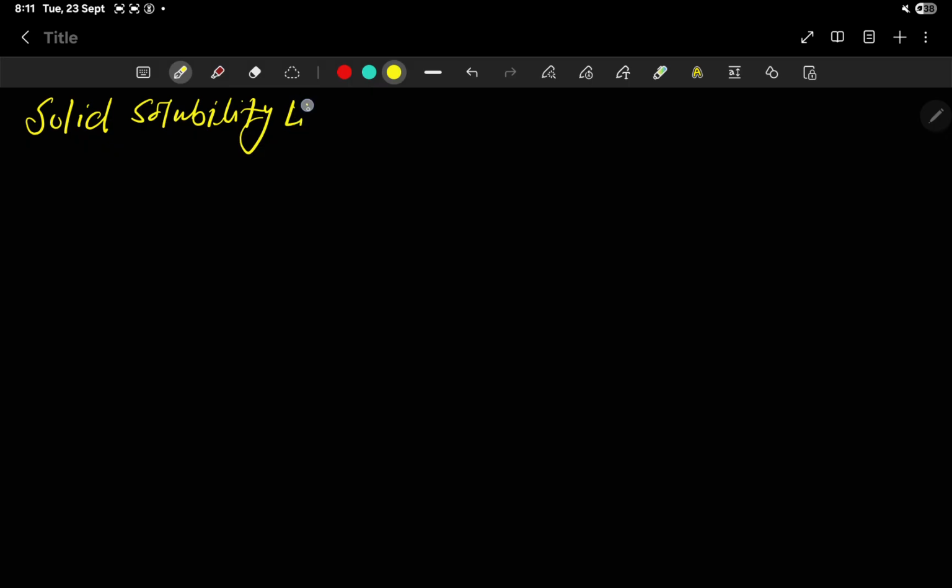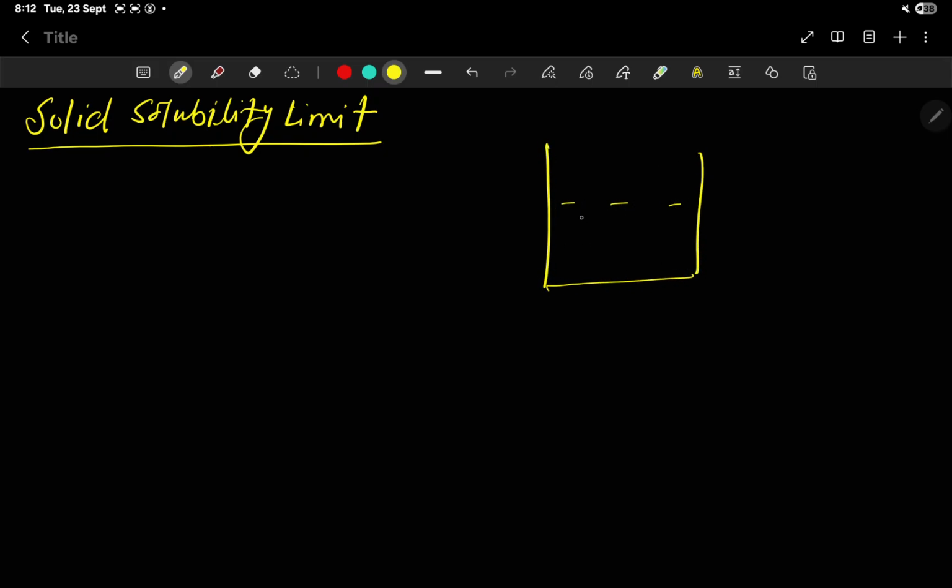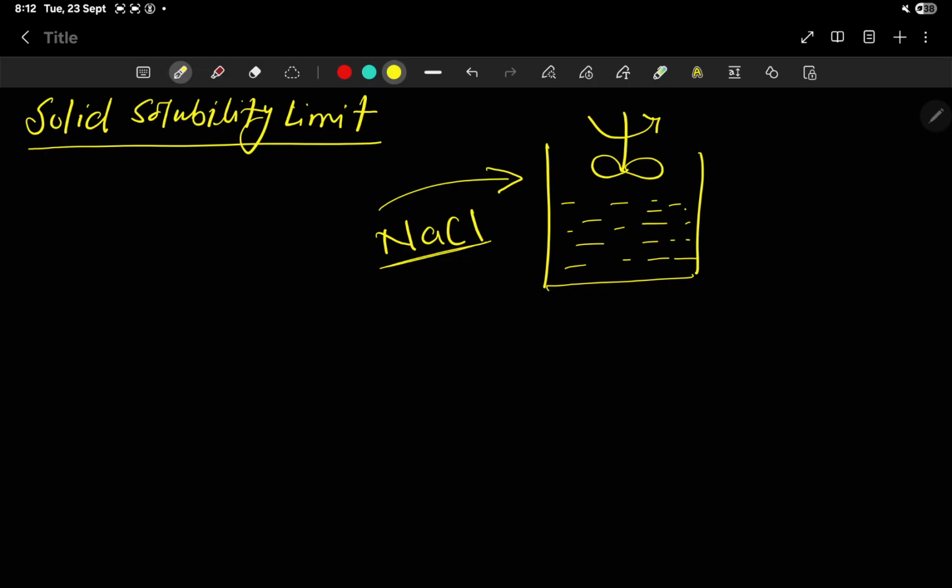The concept of solid solubility limit. So what you do, take one glass of water, and you put first one spoon of NaCl. NaCl is what, namak. So what is going to happen? You just put one spoon of NaCl and then stir it. NaCl will dissolve in the liquid.